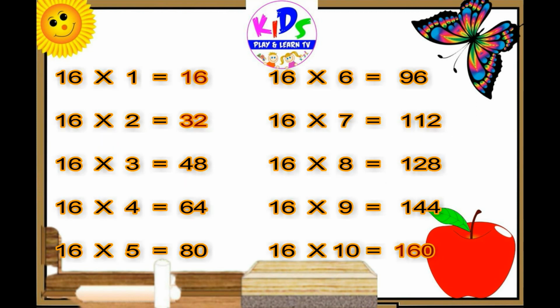Sixteen ones are 16, 16 twos are 32, 16 threes are 48, 16 fours are 64, 16 fives are 80, 16 sixes are 96, 16 sevens are 112, 16 eights are 128, 16 nines are 144, 16 tens are 160.